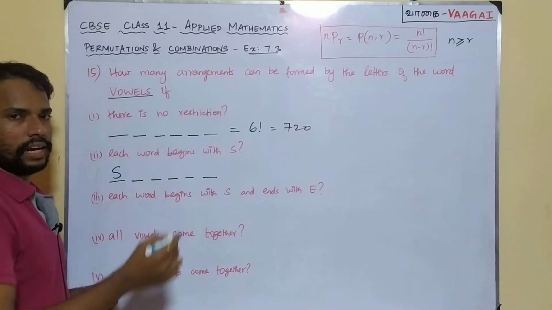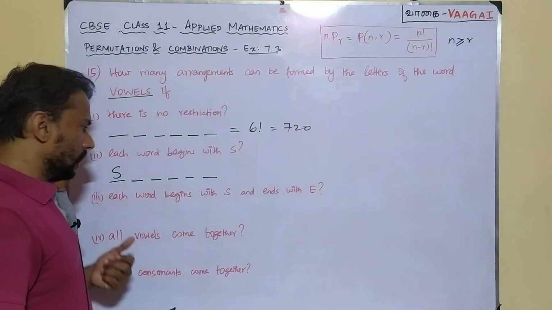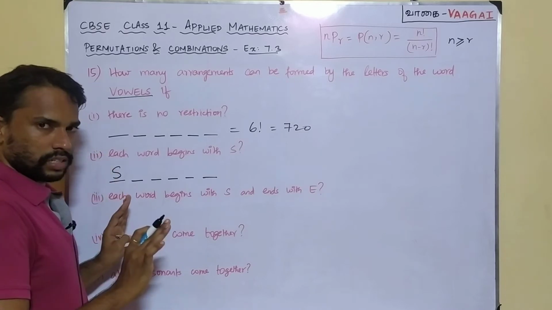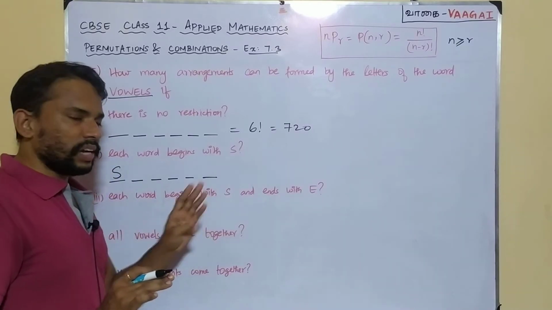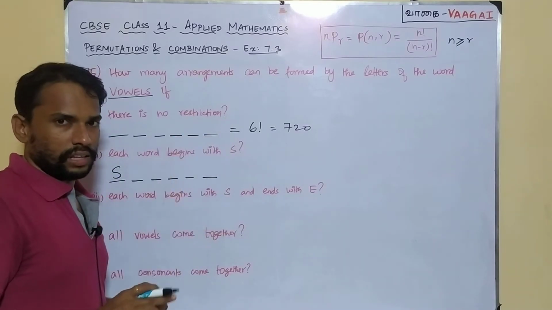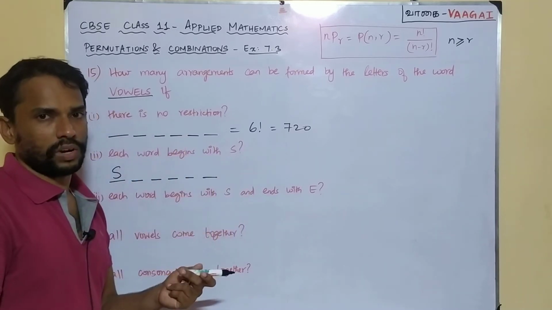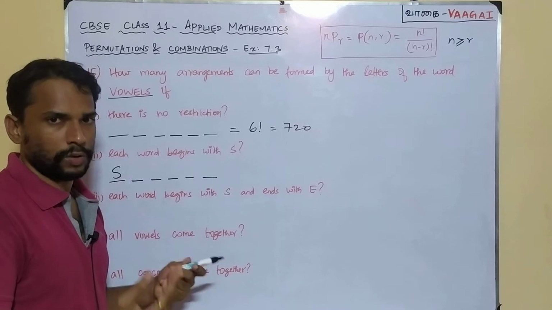So the starting letter is S. That means we cannot touch this position hereafter. It is fixed. But what about the other 5 slots? There are 5 remaining letters. Those 5 letters can be filled in these 5 slots in any of the different possible orders.